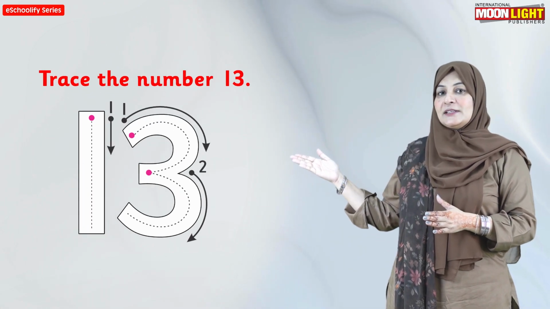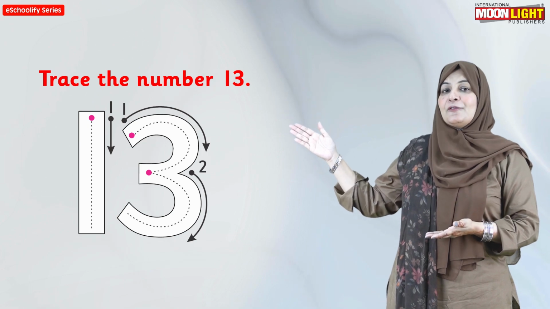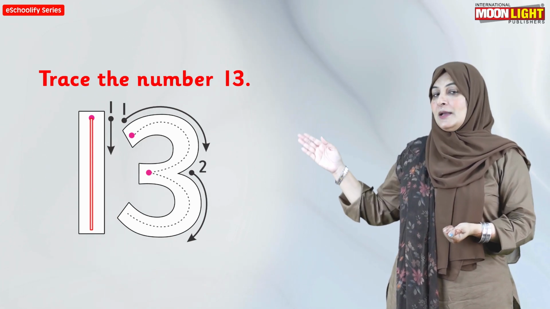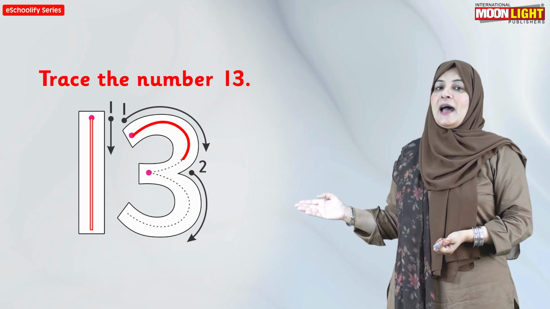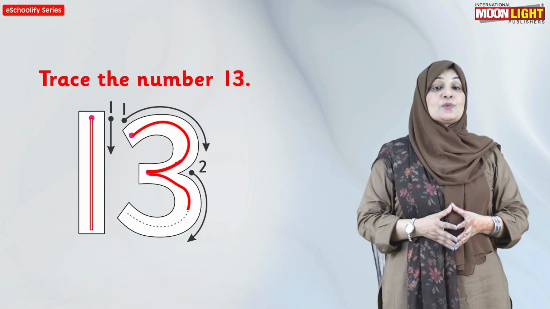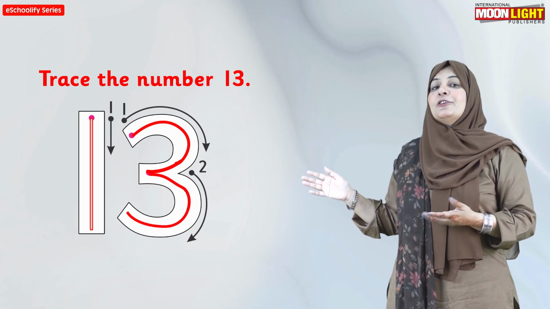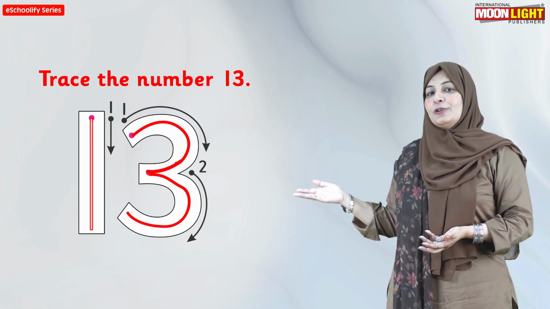Now, how to write it. Number 1 and 3. Start from the dot, count straight down. It will make number 1. Make a semicircle, make another semicircle. It will make number 3. 10 and 3, 13.